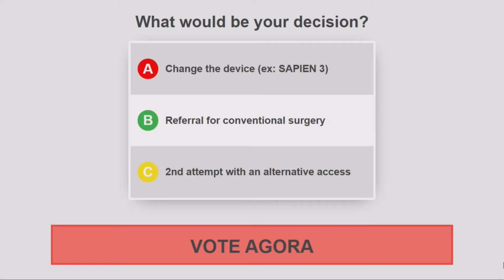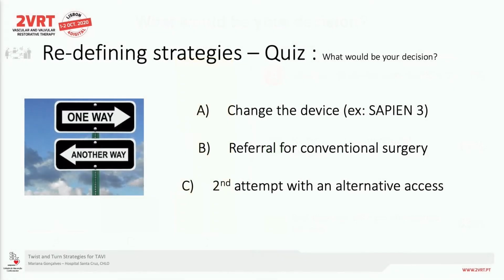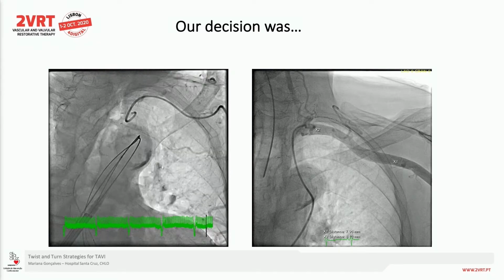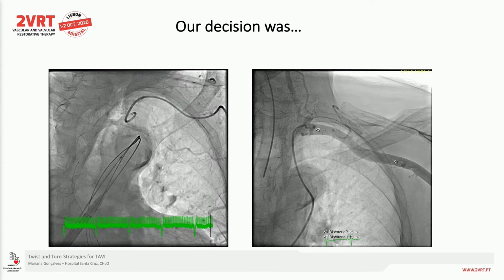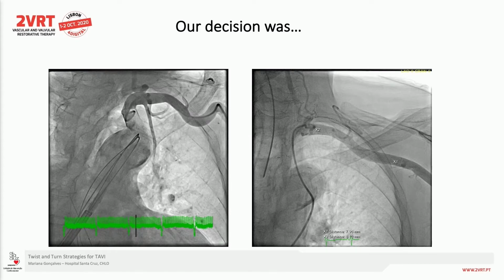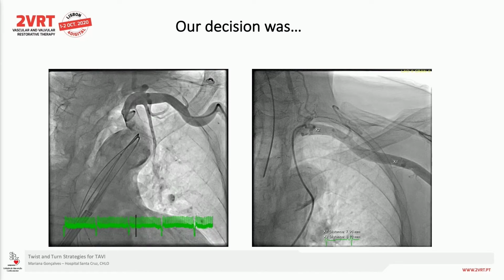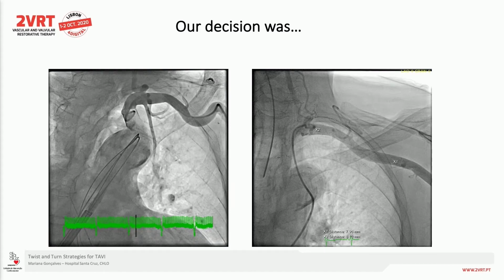Or option C, would you try to perform a second attempt with an alternative access? Well, very well. We all agree then. So the operators also thought about an alternative axis, and during the procedure they performed an angiography in the subclavian artery to perform measurements that were then confirmed by the CT, and that showed that it was possible to perform these procedures through a subclavian axis.